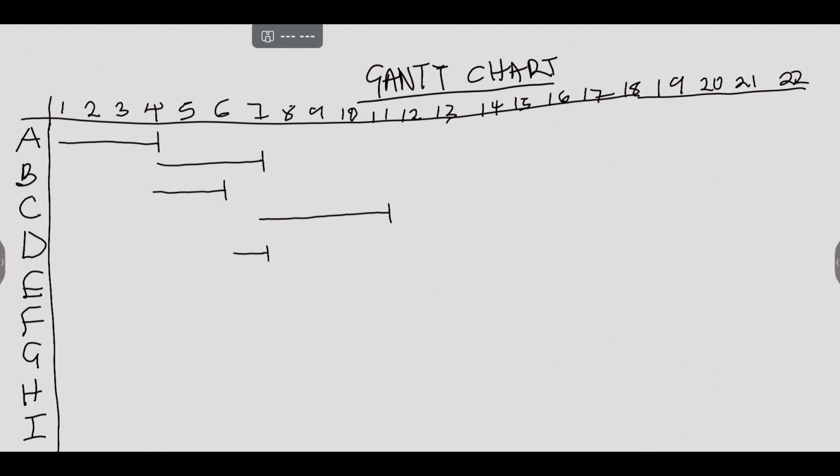Then we're going to do 1, 2, 3, 4, and we're going to stop at 15. Then G is preceded by A, so A stops at 4. So we're just going to do 1, 2, and G has a duration of 6 weeks. So that means G will stop at 10.